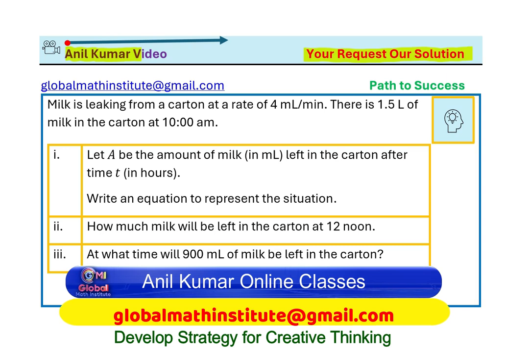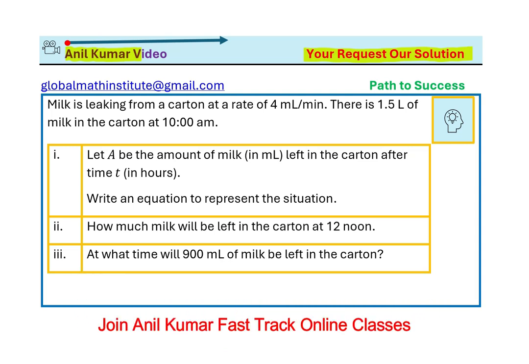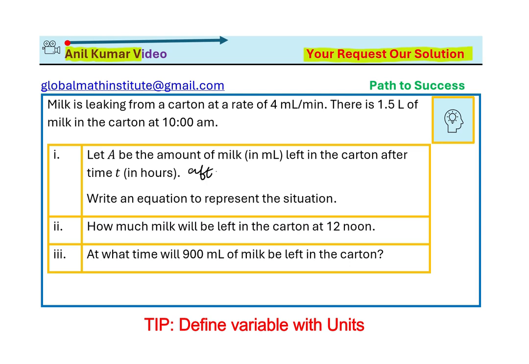Question here is: milk is leaking from a carton at a rate of 4 milliliters per minute. There is 1.5 liter of milk in the carton at 10 am. Part 1 is: let A be the amount of milk in milliliters left in the carton after time t in hours. So this time is after 10 am actually. So t after 10 am.